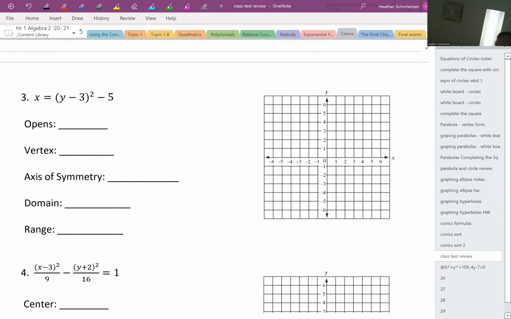Okay, this one, we've got another parabola. We know it's a parabola because we only have a y squared. Look at number 4 fast. See how it's an x squared and a y squared? That can't be a parabola. A parabola just has one of them squared.